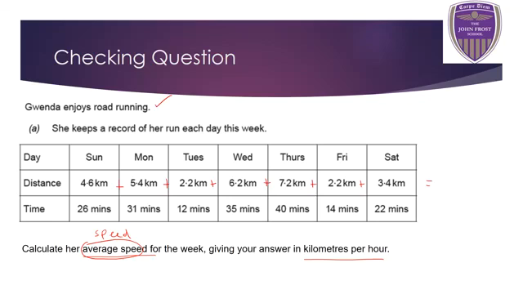Oh, yeah, I think I made a mistake. Let me do it one more time. 4.6 plus 5.4 on the calculator. 2.2 plus 6.2 plus 7.2 plus 2.2 plus 3.4. Yeah, 31.2. I must have mistyped. See, that shows you always check your work. So in total, she ran 31.2 kilometers for the week.